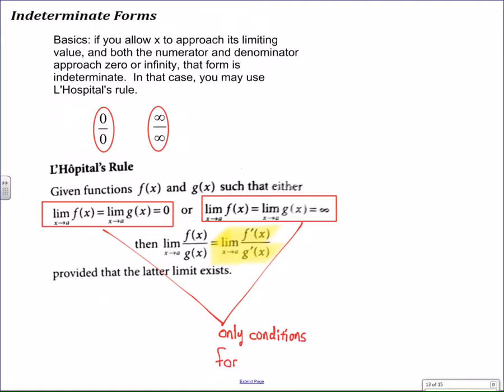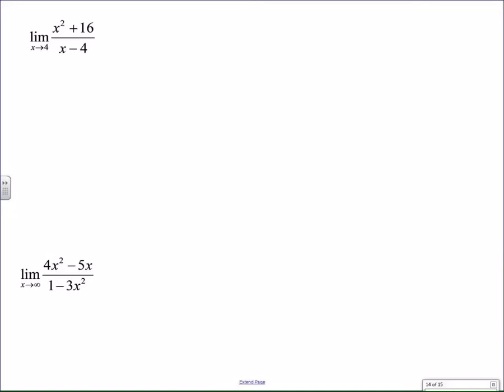Important thing to remember, though, is these are the only conditions for which L'Hopital can be used. So, as I observed earlier, these were both indeterminate forms. Now I'm going to take the derivative of the numerator and the denominator separately, and then you can see that as x approaches 4, we get 8. So the limit of the derivative quotient is the same as the limit of the original quotient.